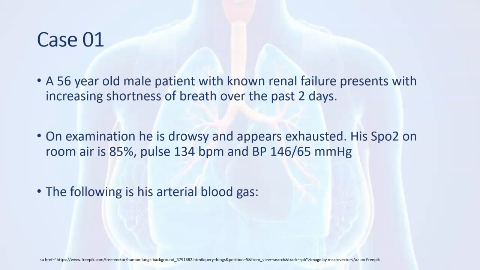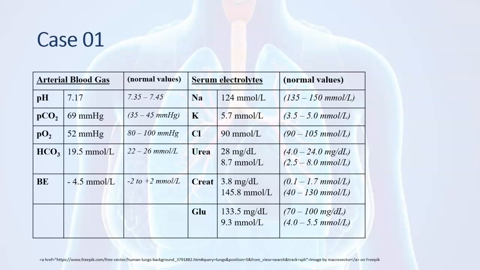Let's have a look at our patient again and see if we could work out what's wrong with him. Remember, he had renal failure with what sounded like shortness of breath, drowsiness, and exhaustion. His pH is low, his CO2 is high, sorry, his PO2 is low, and he's a bit of a metabolic acidosis. So this would fit with a type 2 respiratory failure, likely due to a combination of poor diffusion because of maybe pulmonary edema and his exhaustion reducing his respiratory effort.